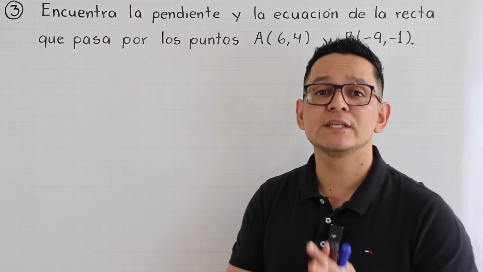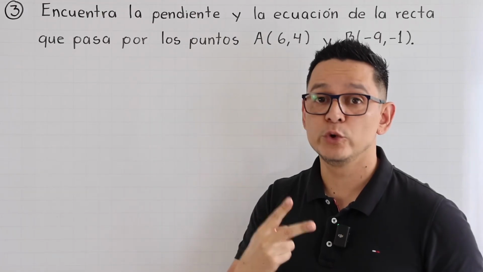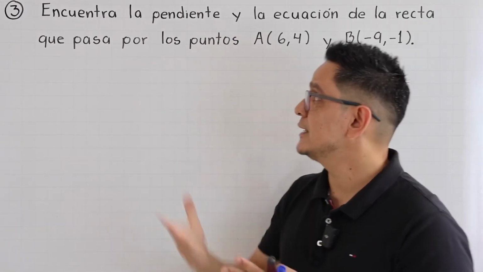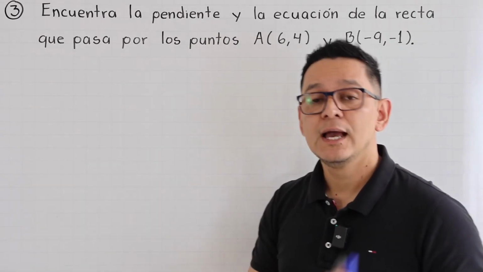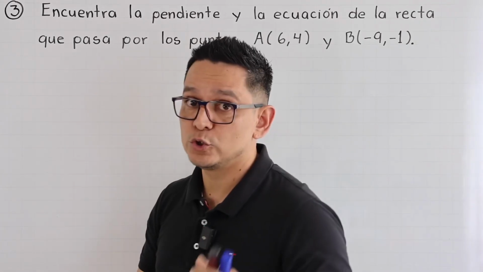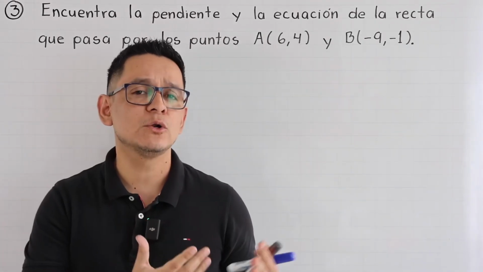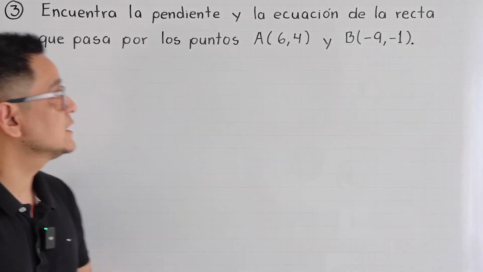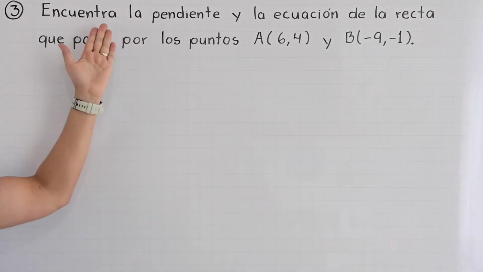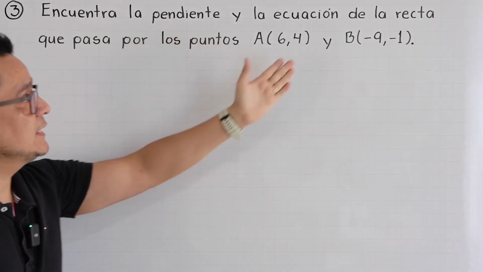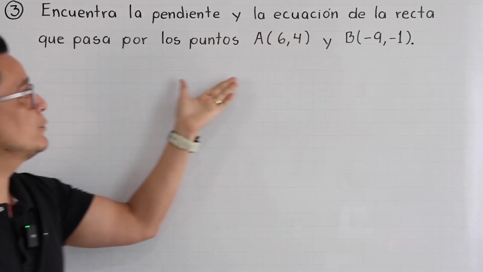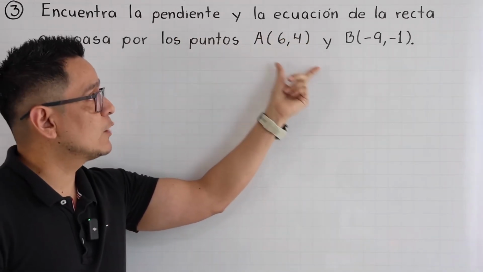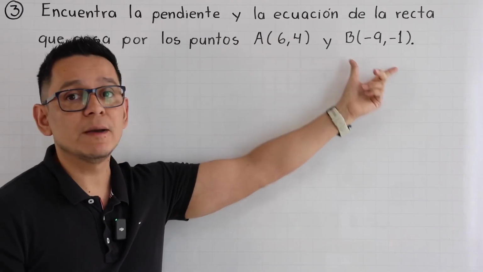In the previous video, I already solved exercises 1 and 2, which are easier than the one I'm going to solve next. So if you haven't seen that other video yet, please go watch it first so you can follow along in order. All right, let's start with this exercise that says, find the slope and the equation of the line that passes through the points A(6, 4) and B(-9, -1).